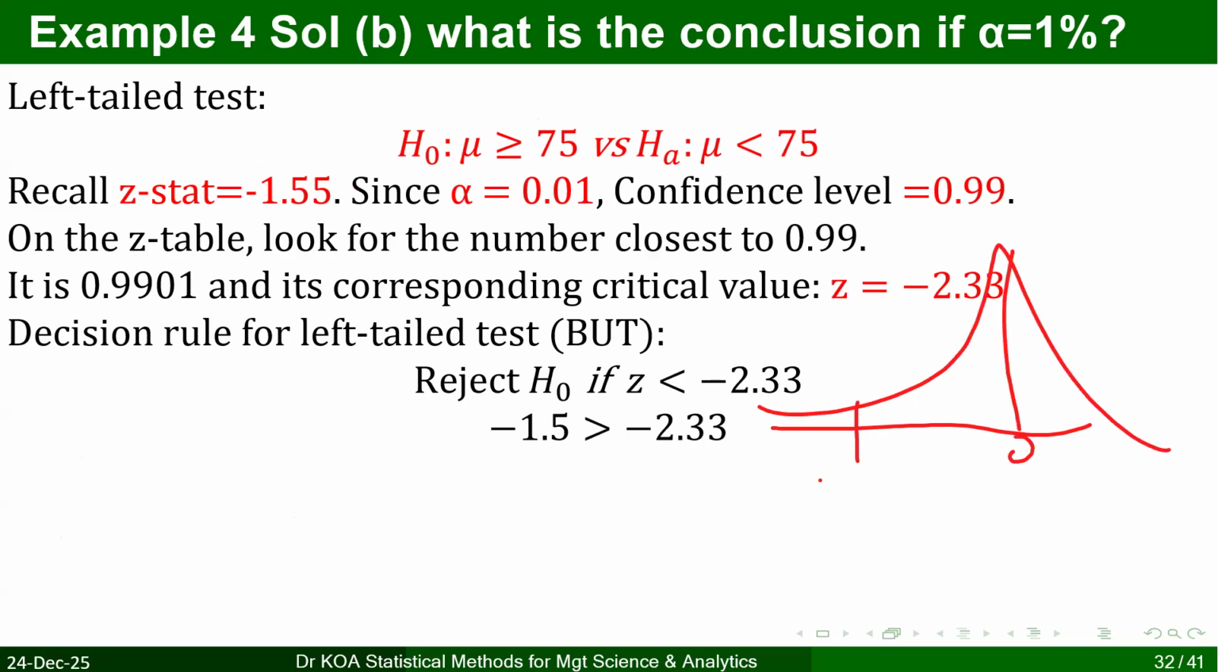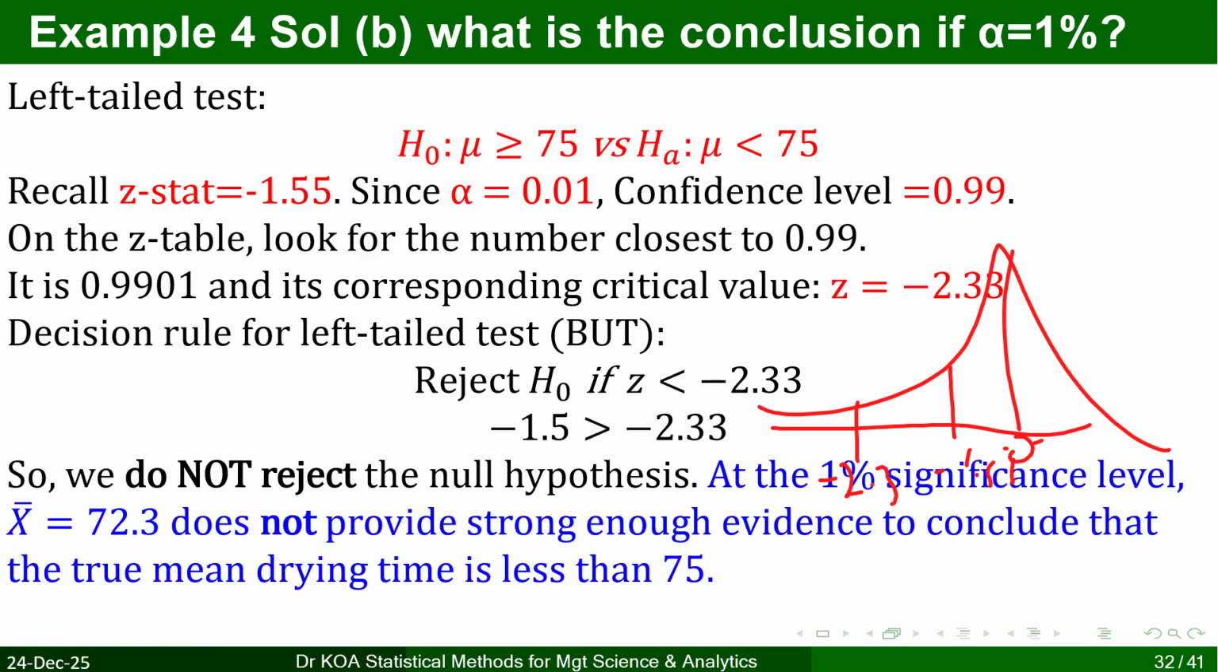So this is negative 2.33. So the negative 1.55 will be here. Okay, it will be inside it. So in fact, on the basis of that, you can now conclude that the thing is in the region of acceptance. Yeah. So we accept the null hypothesis at this stage.